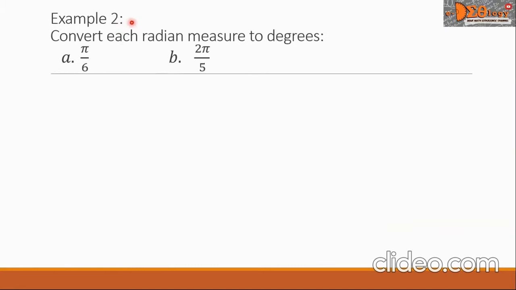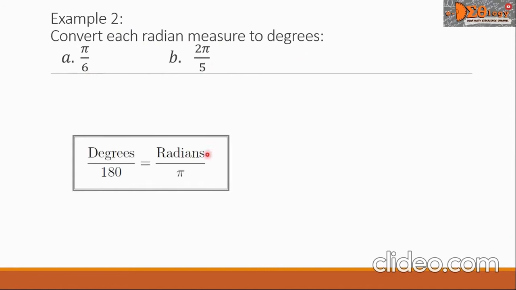Let us have example 2. Convert each radian measure to degrees. Letter A, pi over 6. Letter B, 2 pi over 5.